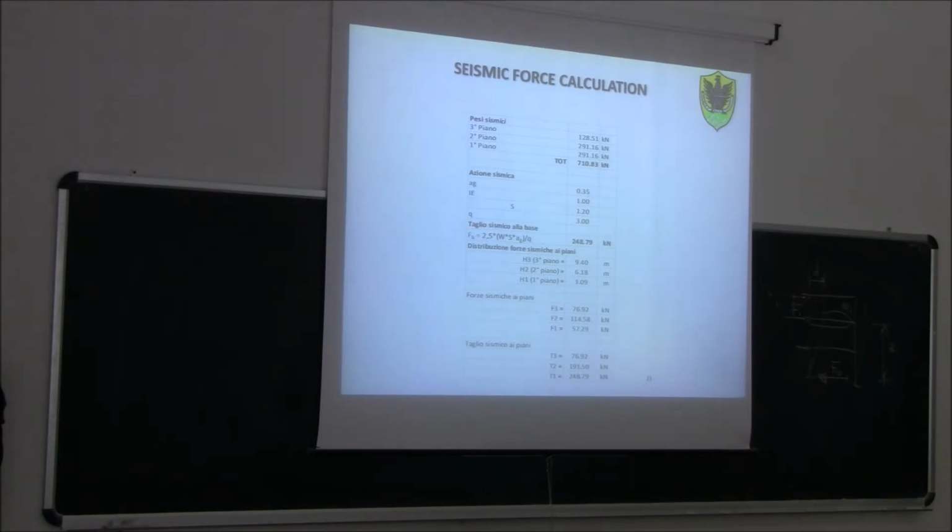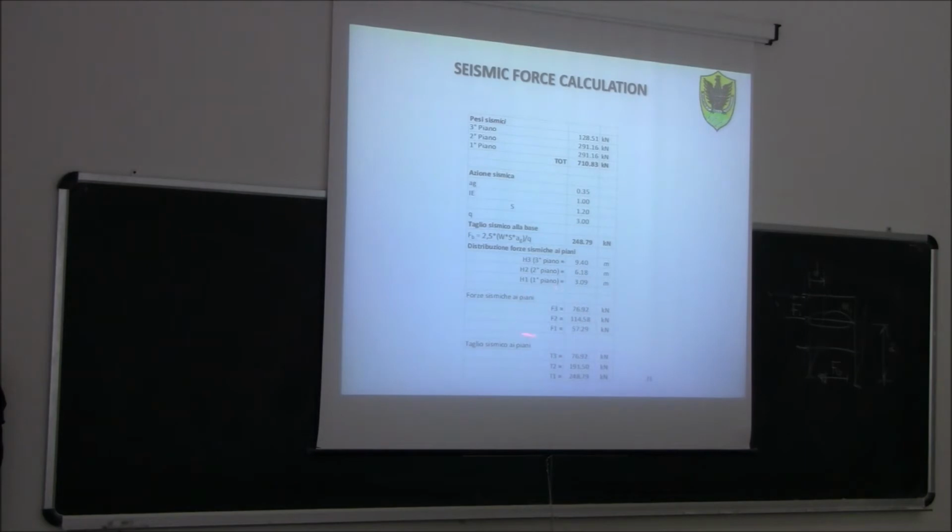Because on the roof, if you remember, we have the snow, and the snow is not considered in terms of seismic weight. So the assumption is that when the most severe seismic action occurs, statistically there won't be any snow on the roof. Okay? So for this reason, this force is slightly smaller.